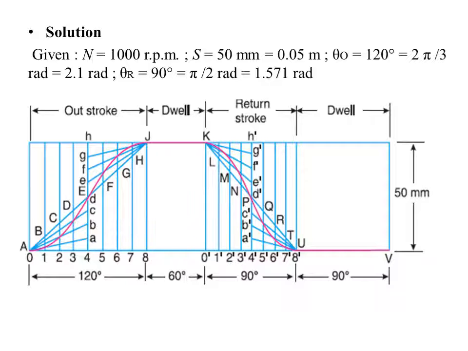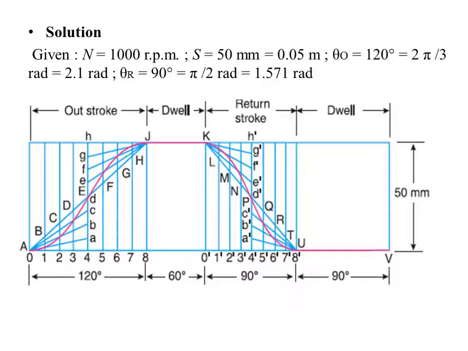To draw the displacement diagram as discussed in the earlier problem, first we need to draw the horizontal line AV, and this AV represents the outstroke, dwell, return and dwell stroke as given in the problem. So mention all those values, that is 120 degree, 60, 90 and 90 degree for outstroke, dwell, return and dwell respectively, to a suitable scale. Take a suitable scale to represent that line AV. Now here AJ represents the outstroke, JK represents the dwell, KU represents the return stroke and UV represents the dwell.